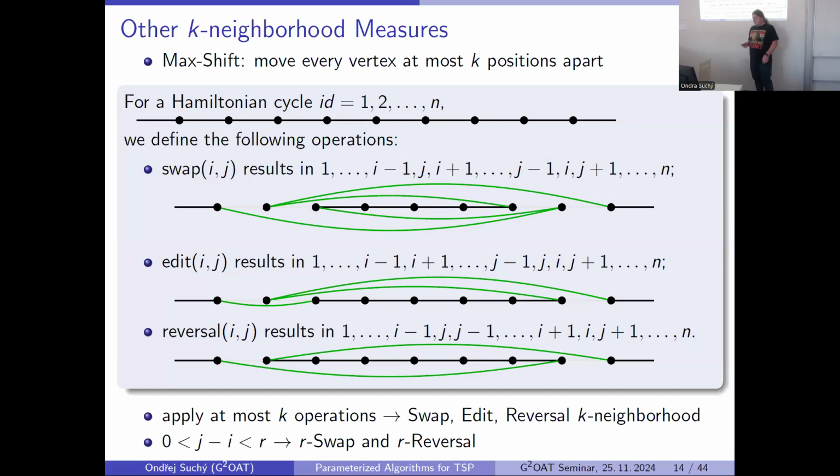We also consider this R-swap and R-reversal. It just says the distance for which we swap or reverse is not too far. It's limited by this R. So the swap is a local transposition.